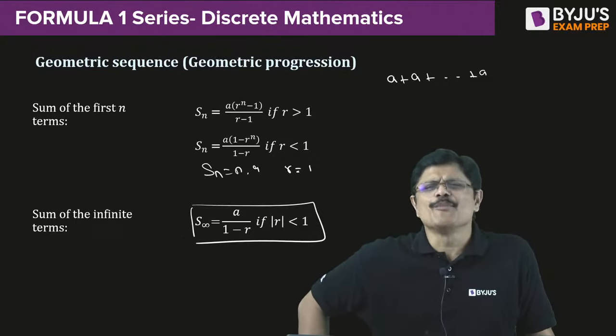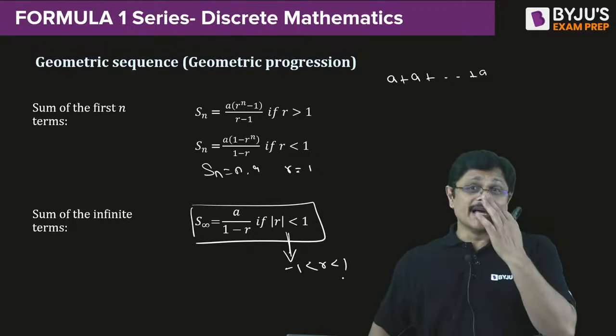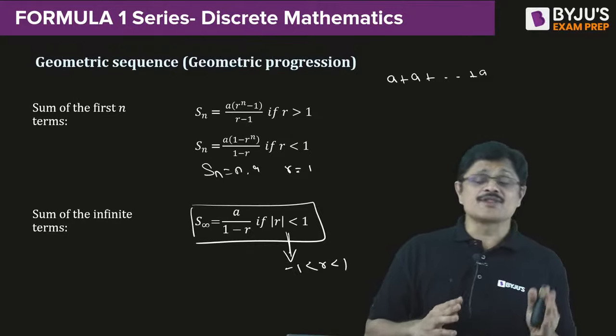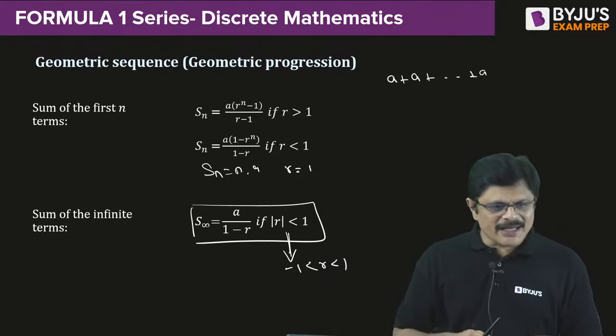1 to plus 1. See, mod r less than 1 means what, sir? What do you mean by mod r less than 1? Minus 1 less than r less than 1. Then the sum to infinite terms of a geometric progression is a very wonderful formula, which is a by 1 minus r.